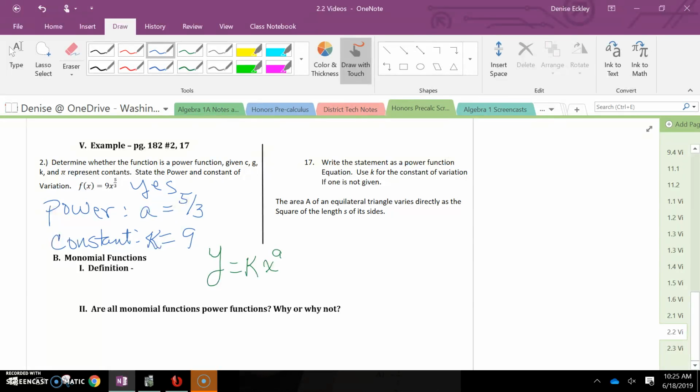So the area of an equilateral triangle varies directly as the square of the length s of its side. So what we're going to do is write area equals k times s squared, because this varies directly by the length of its side squared. And it did not give us a k, but from what we know of triangles, k would be 1/2. But we don't need that in this case. This is all they're asking for.